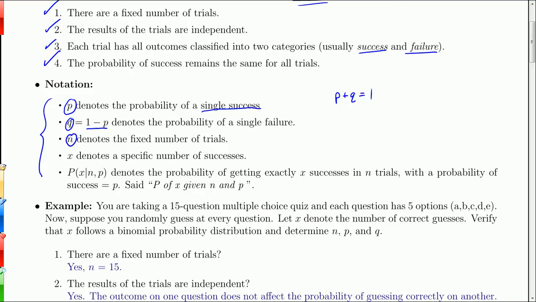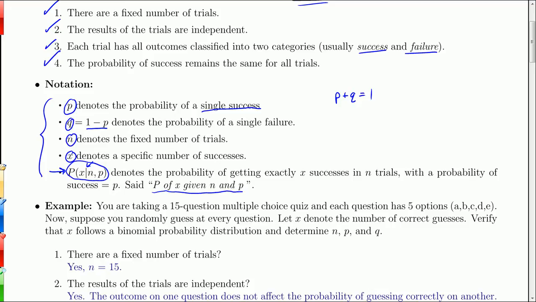n is the number of trials. We would flip the coin 3 times. x denotes the specific number of successes. That's the discrete probability distribution x, the same x. And this notation here, P of x given n, p, there's that same given line, is said like this: probability of x given n and p.